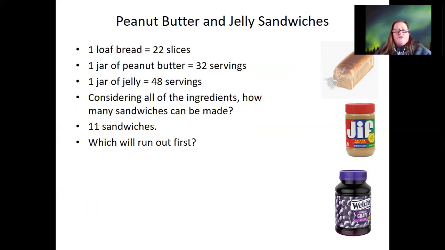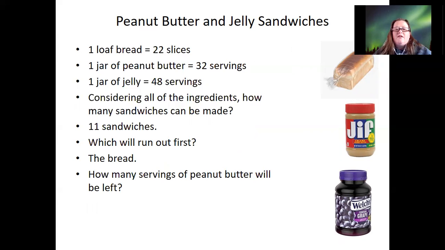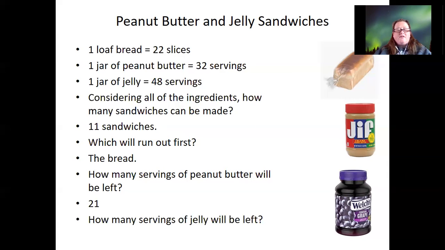Which of these ingredients is going to run out first? And you're right, it is the bread. How many servings of peanut butter are going to be left? If we make 11 sandwiches and we start with 32 servings of peanut butter, how many servings will be left? We're going to have 21 servings of peanut butter left. And how many servings of jelly are going to be left in the jar? If we started with 48 servings of jelly and we used up 11 of them, the answer is 37. So in this situation, our bread is controlling the number of sandwiches that can be made.